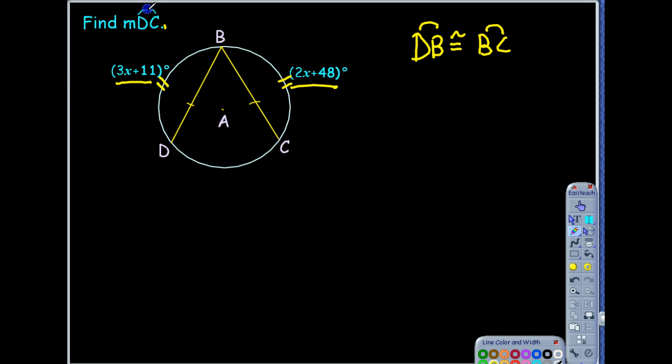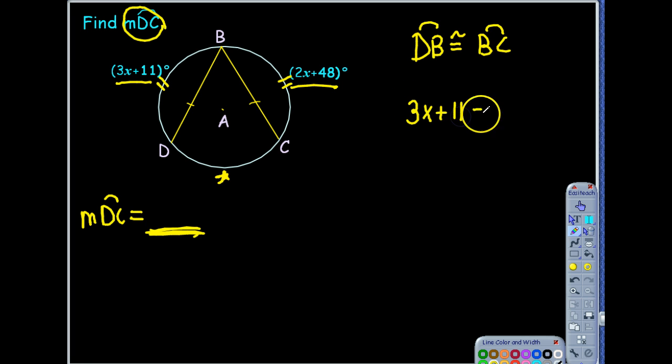But notice what we're trying to find is another arc. This arc right here. If I know the measure of these arcs, that will help you find arc DC. So definitely keep that in mind. In the end, the measure of arc DC is what we're trying to find. Okay? Now, since these are congruent, we can just set them equal. Sounds great. So just an equation, and this is a pretty basic one. So I'm going to get x equals 37.